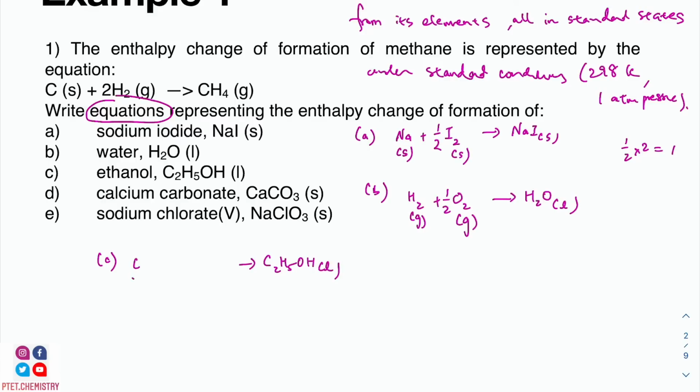Yeah? Carbon as a solid. Hydrogen as a gas is molecular, and O2 as a gas as well. It's molecular. Okay, so there are 2 carbon, so I have to have 2 carbon. I cannot put a number in front because I'm talking about enthalpy change of formation. I'm forming 1 mole of the substance from its elements, all of them in their standard state. So gas and gas there. The hydrogen, there are 6 hydrogen atoms on the right, so I need 3 H2 to get the 6 hydrogen atoms on the left. There's only 1 oxygen atom, so again, it's the half.